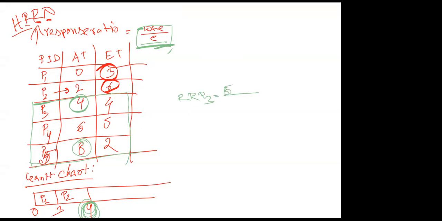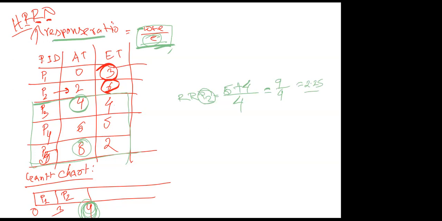So the process has been waiting 5 time units inside the RAM, plus its execution time, which is 4, divided by the execution time, 4. That is 9 divided by 4. Let me check with the calculator. The value is 2.25. This is the HRRN response ratio for process P3.